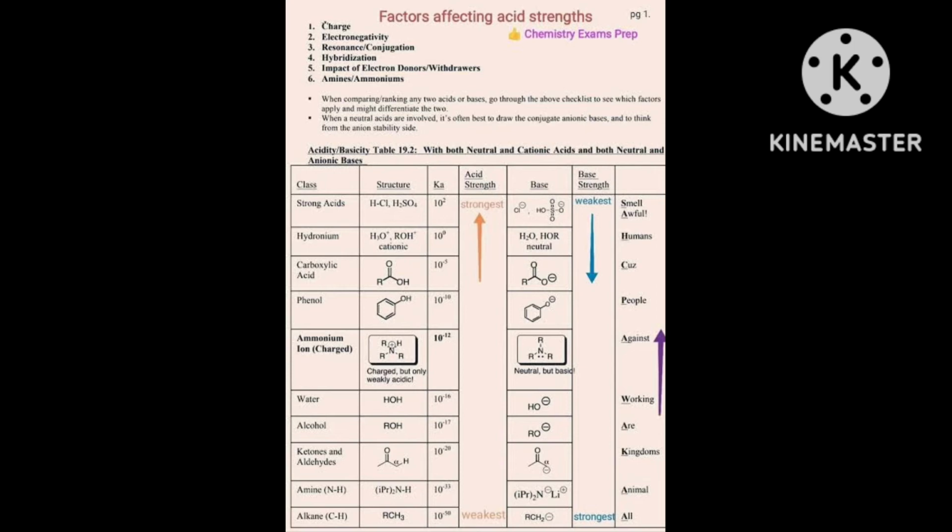Okay, I am talking about elements in the same row of the periodic table. HA bond polarity becomes the deciding factor for determining the acid strength. As the electronegativity of A increases, the strength of the acid also increases. For example, carbon, nitrogen, oxygen, and fluorine. Okay, in a period you can see.